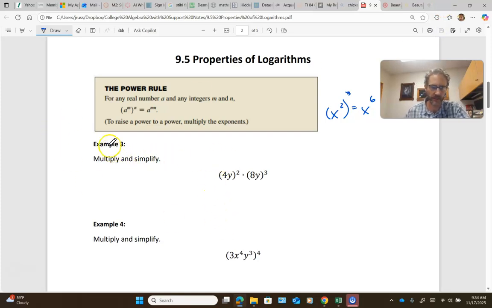Alright, so let's apply this to example 3. It says multiply and simplify. So here what we have, guys, we've got some powers, and these powers affect the factors that are inside these parentheses. Another way you can think about this is you can say, oh, okay, well, the 4 and the y, they have exponents of 1. So if I multiply those exponents by this 2 on the outside, then they'll have exponents of 2. In other words, it's like you're distributing this exponent 2. It affects both of those factors, and then I can do the same thing over here.